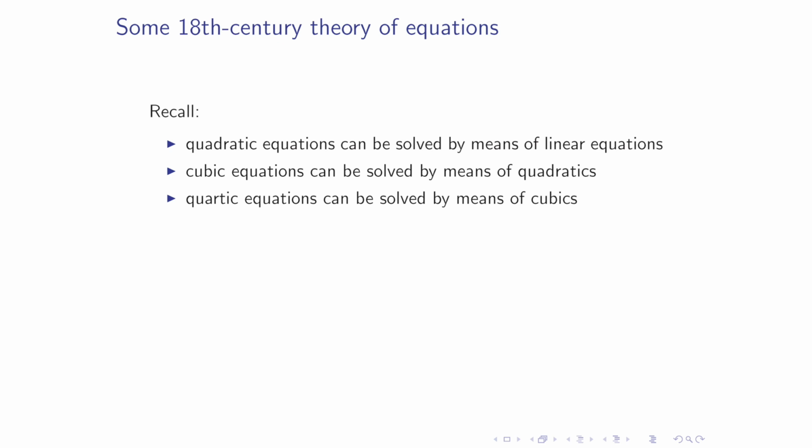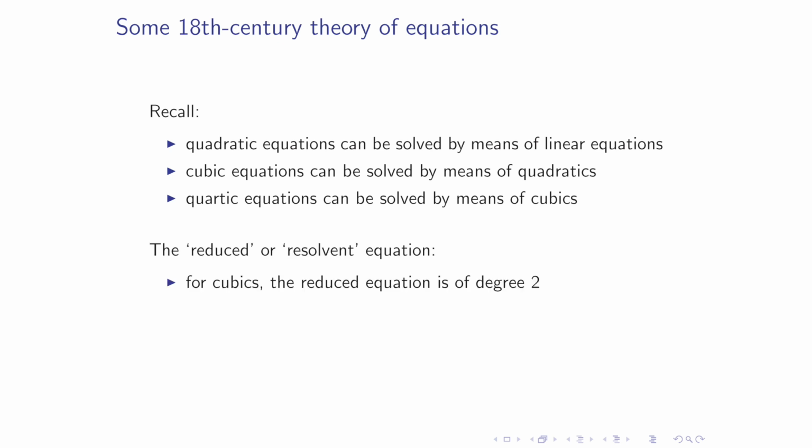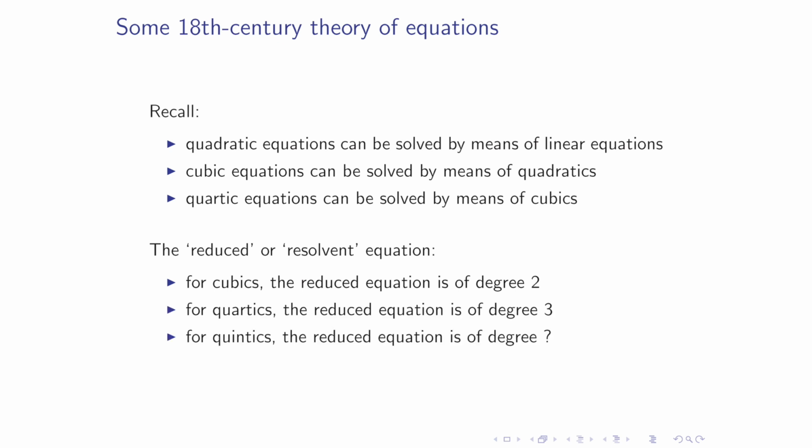So this pattern holds there as well. There is a notion that emerges here of the reduced equation of a polynomial. It's called the resolvent equation in some cases. For a cubic, the resolvent equation has degree 2. For a quartic, the reduced equation has degree 3. For a quintic, what is the degree of a reduced equation?